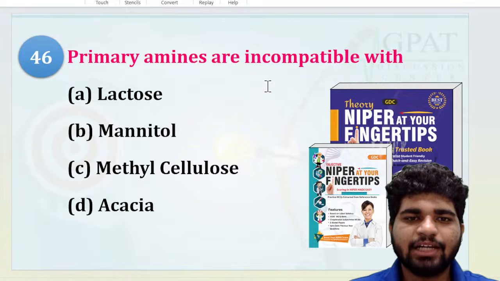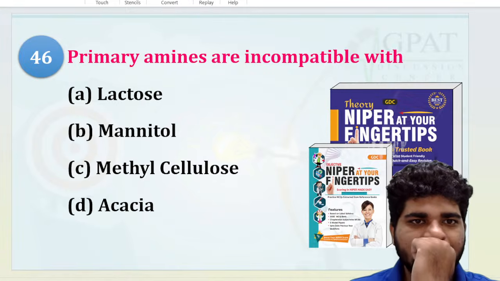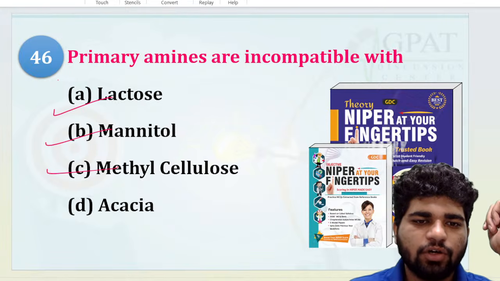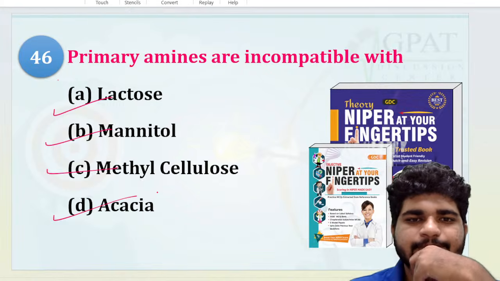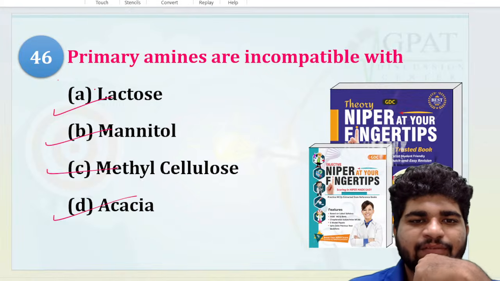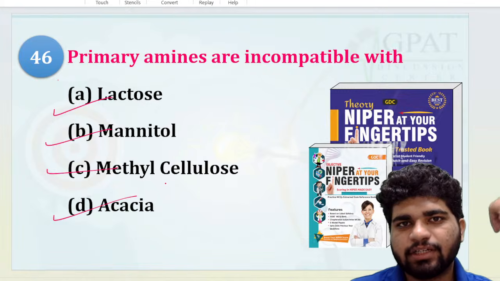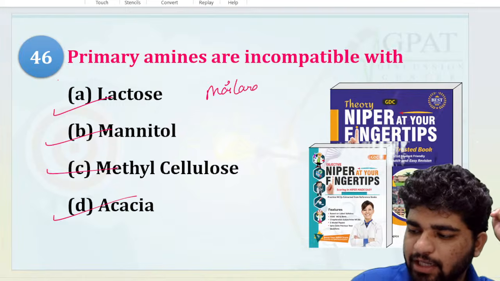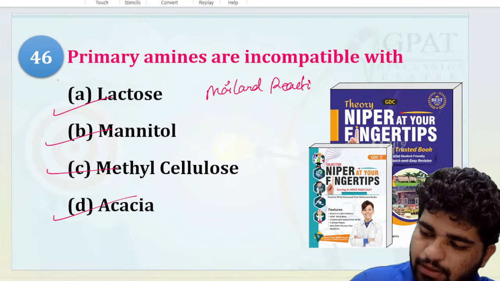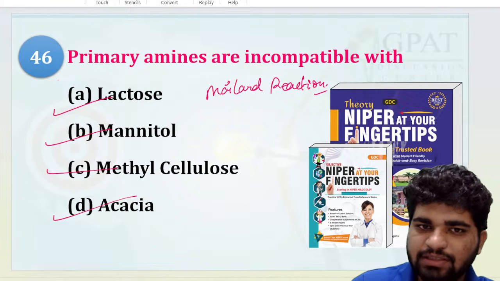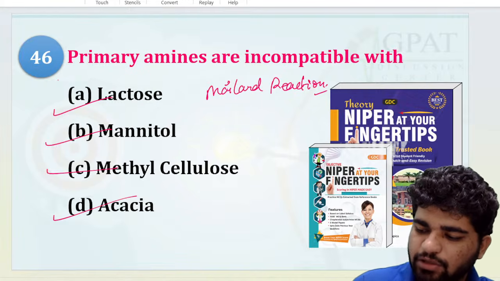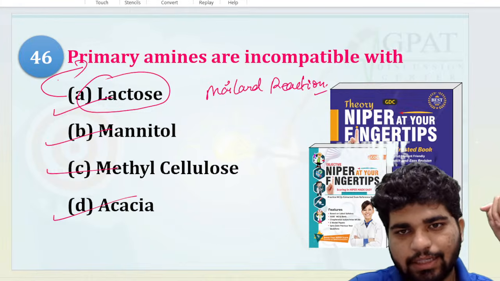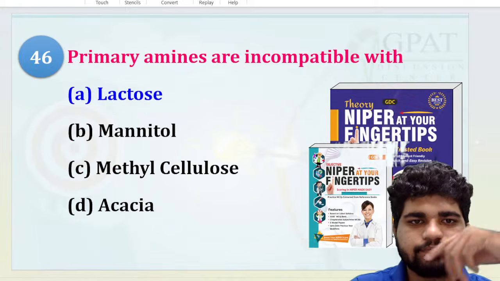Primary amines are incompatible with lactose, mannitol, methyl cellulose, or acacia. What's that? If you remember, there is a reaction known as the Maillard reaction. Remember? Maillard reaction. That is nothing but lactose with primary amine. Okay? Primary amine, lactose, Maillard reaction. Remember that.